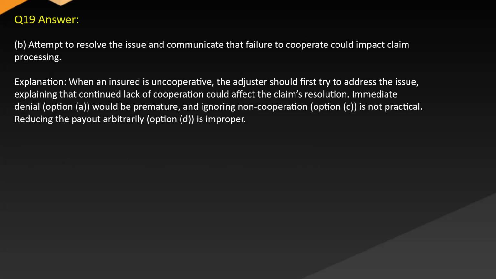Answer B. The attempt to resolve the issue and communicate that failure to cooperate could impact claim processing. Explanation. When an insured is uncooperative, the adjuster should first try to address the issue, explaining that continued lack of cooperation could affect the claim's resolution. Immediate denial, option A, would be premature, and ignoring non-cooperation, option C, is not practical. Reducing the payout arbitrarily, option D, is improper.